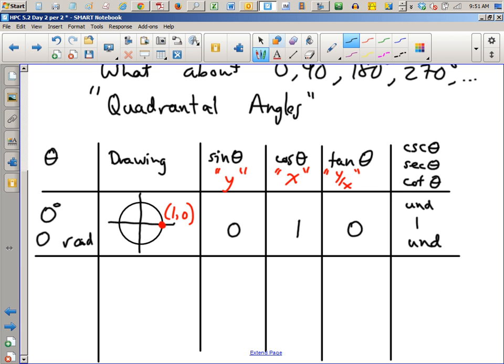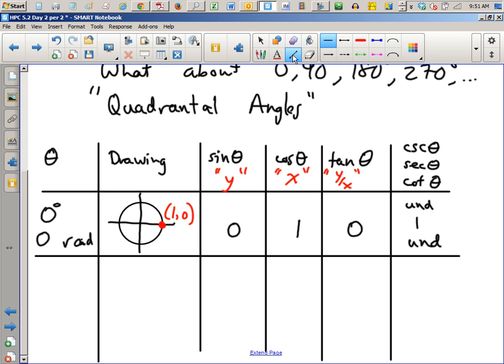So if somebody asks you, what is the cosine of 0? You're supposed to just reply 1. You're not supposed to need a calculator for that, see? If they ask you what is secant of 0, you say 1. If they say what is cotangent of 0, you say there is none. It's undefined.